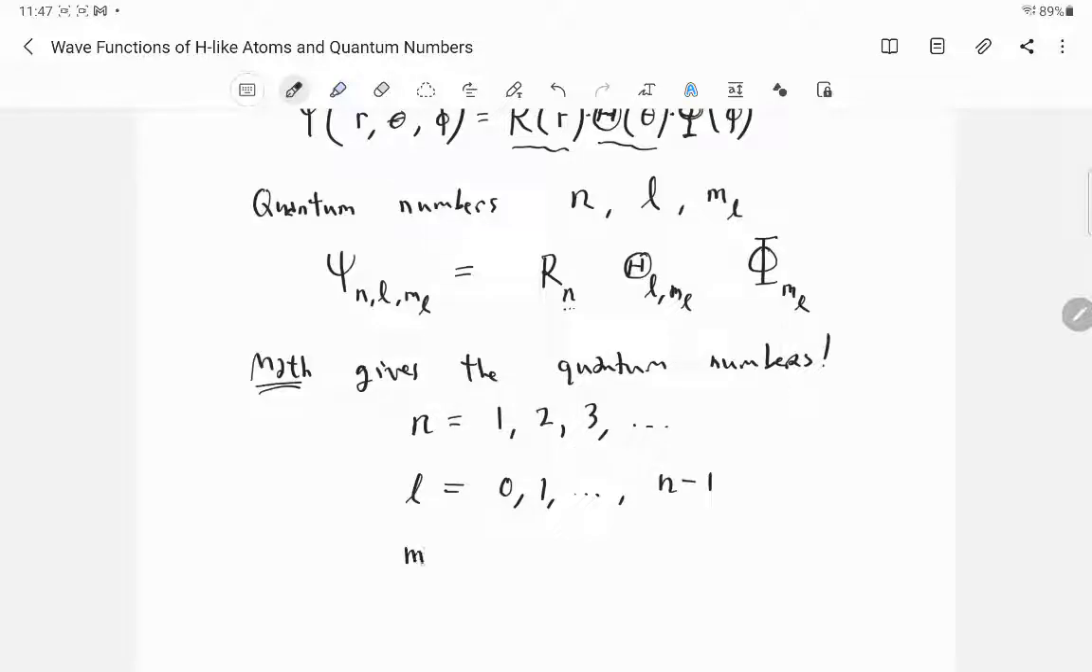And then m sub L is kind of similar. m sub L can only go from minus L, let me take that back just a second, it can go from minus L up to plus L. For example, if L is 5, you can have minus 5, or minus 4, or minus 3, all the way up through 0, all the way up to L on the other side.